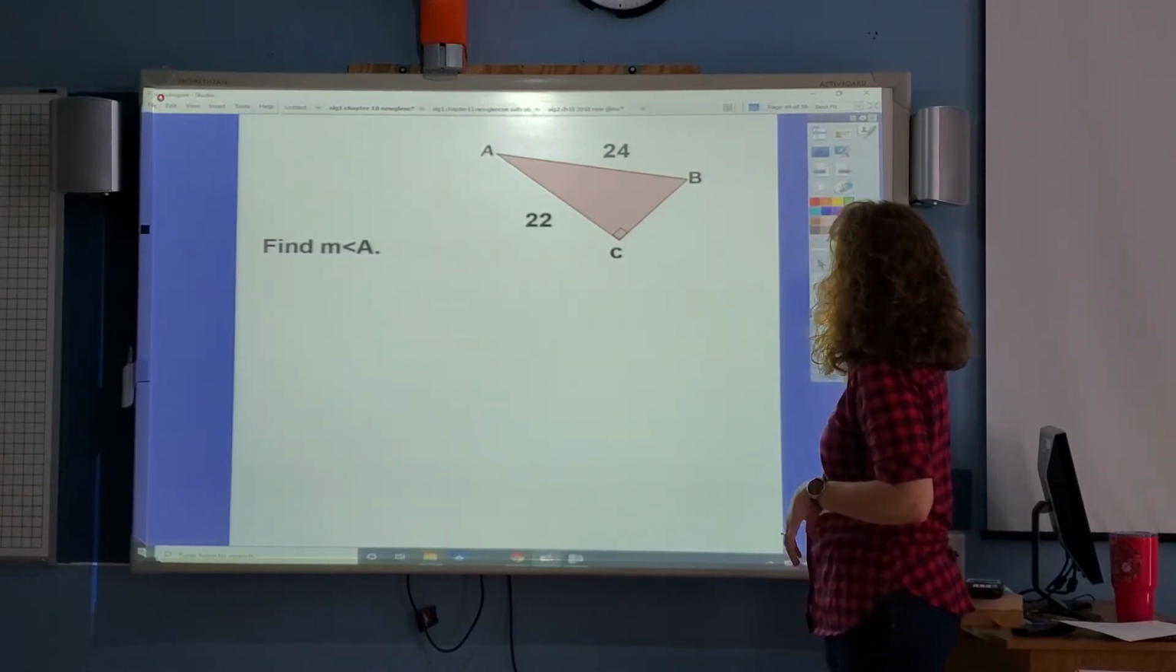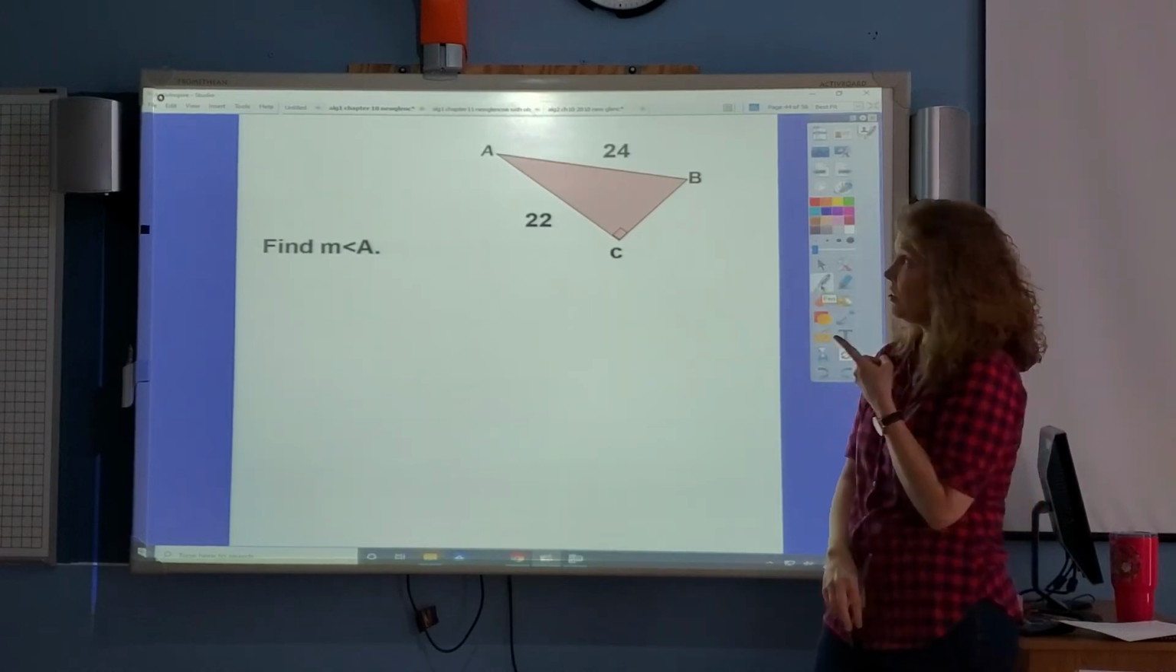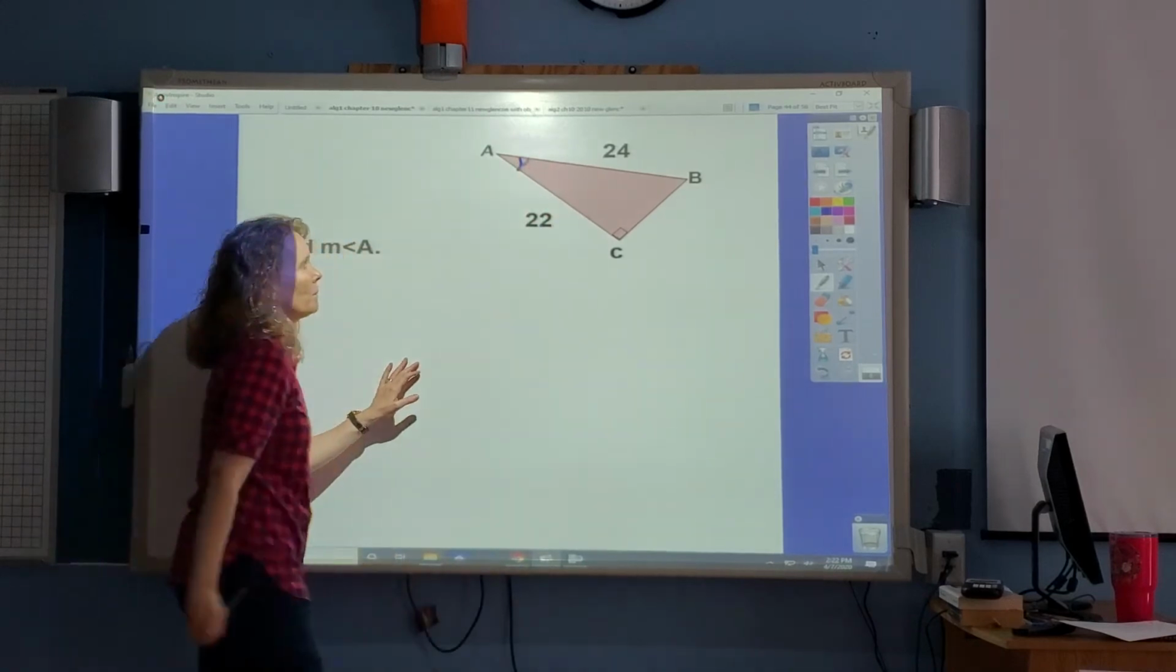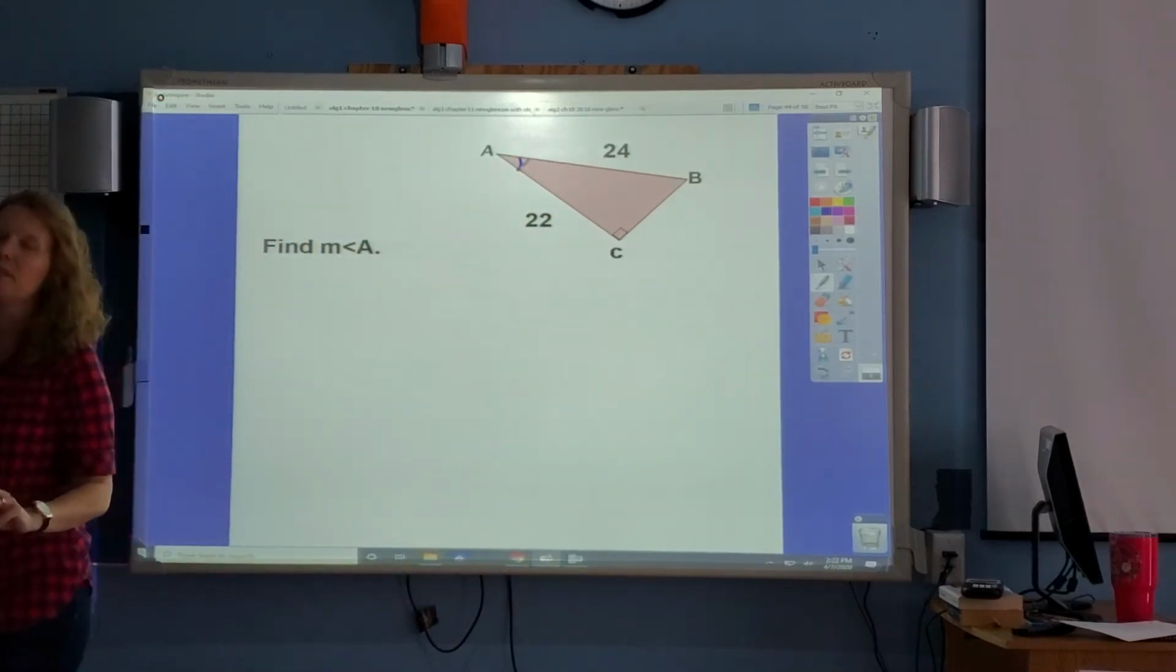All right. So if they want us to look at A, let's put a mark up there at A so we know for our eyes to be looking there. Now look at the only 2 pieces of information they gave us.